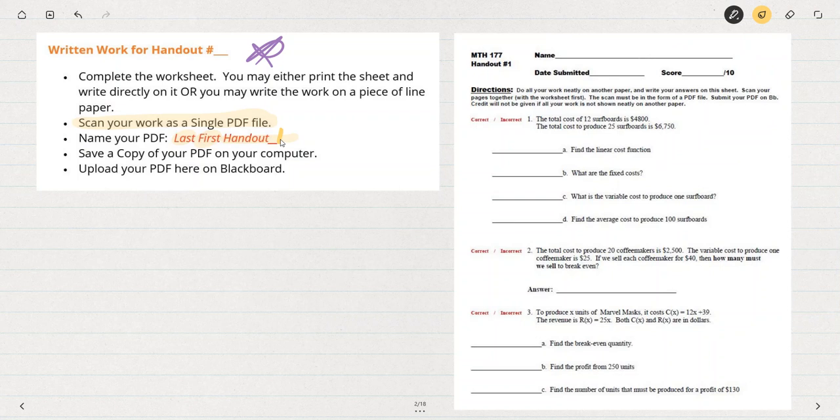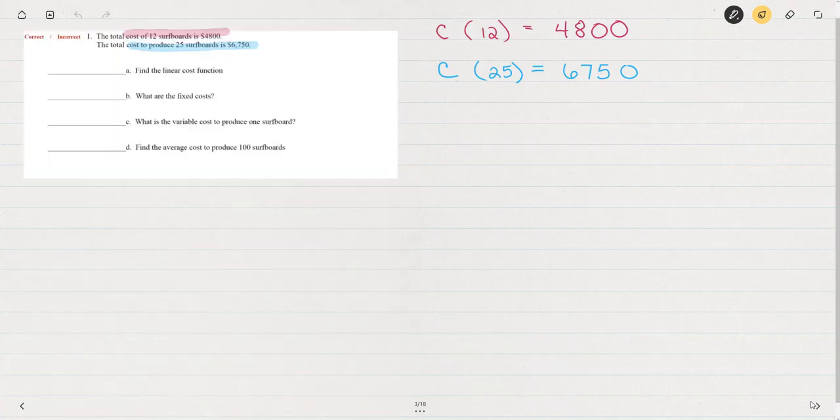Let's look at this first question. And notice that the directions do say again to show all your work neatly on line paper. Here's the first question. The total cost of 12 surfboards is $4,800. I've highlighted that pink, and then I've translated it here in pink. The cost of 12 items equals 4,800. C of 12 equals 4,800.